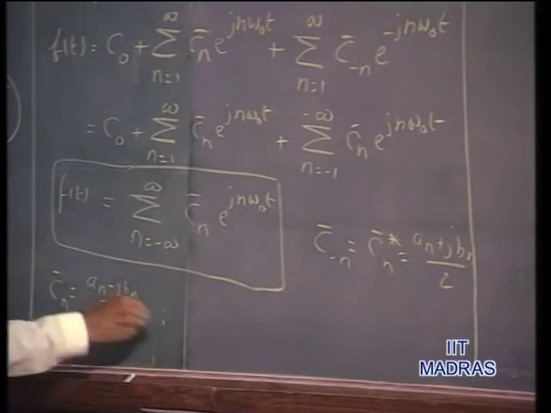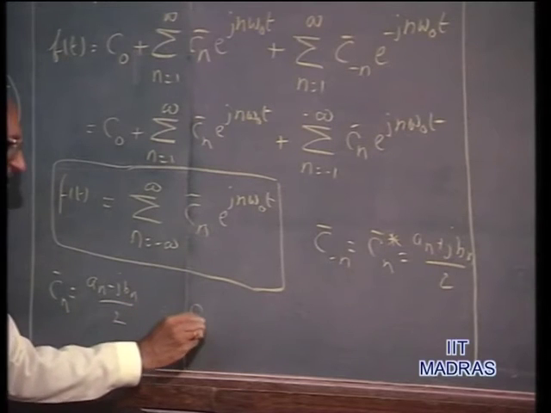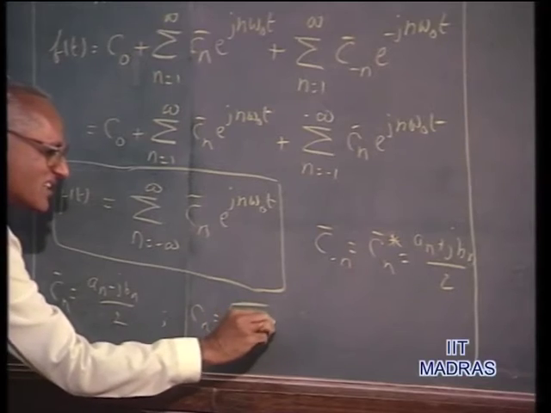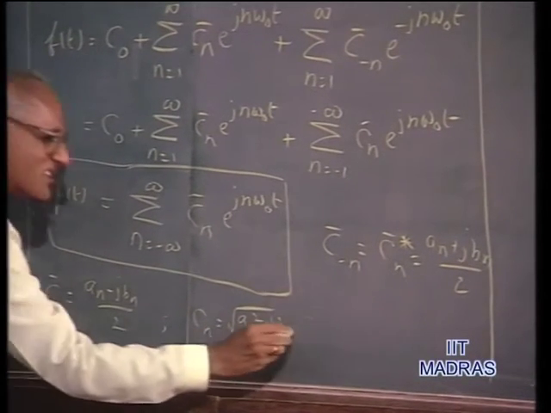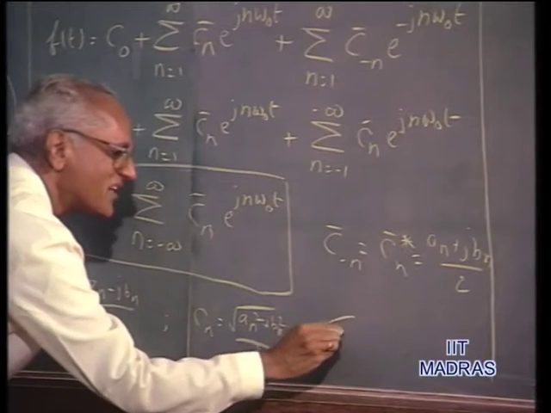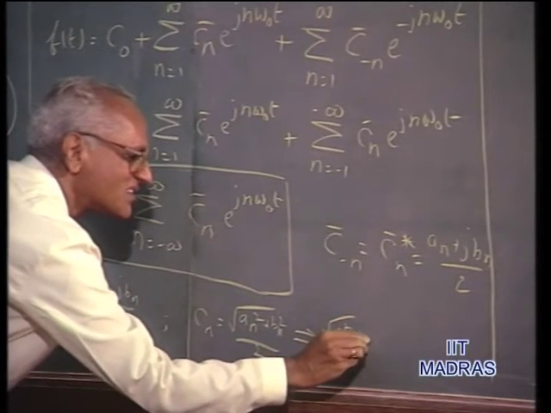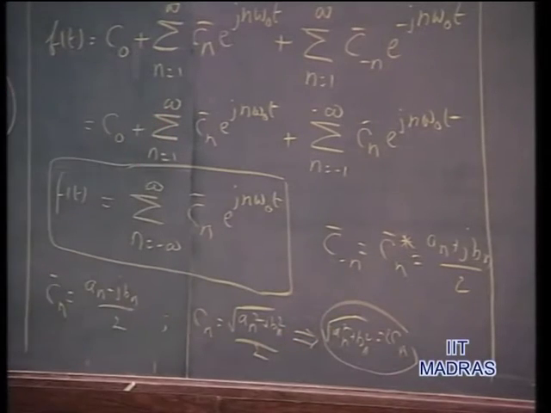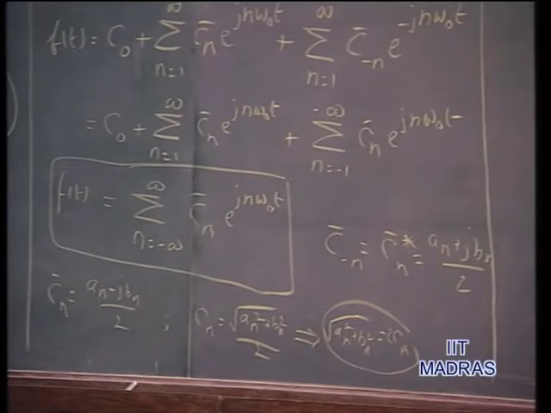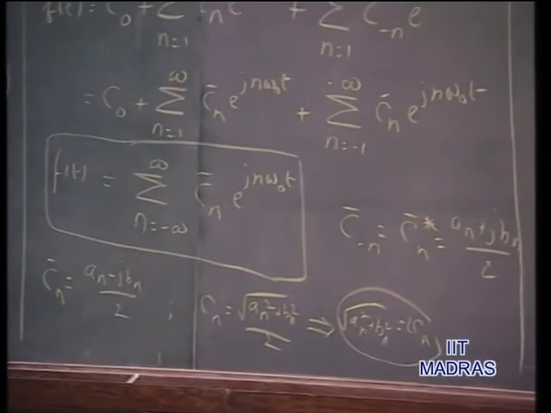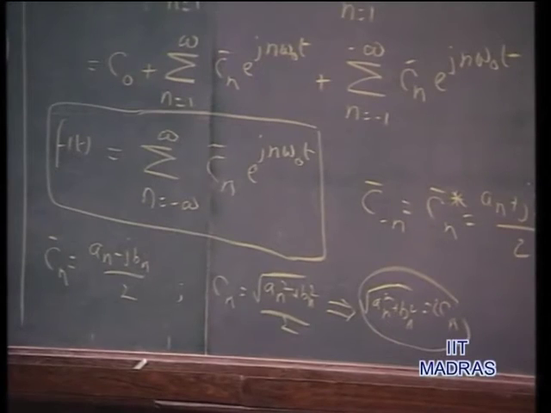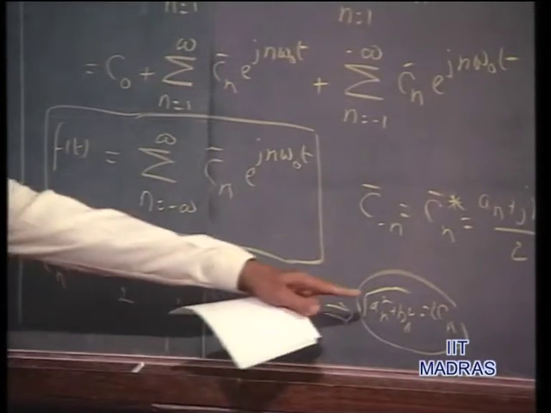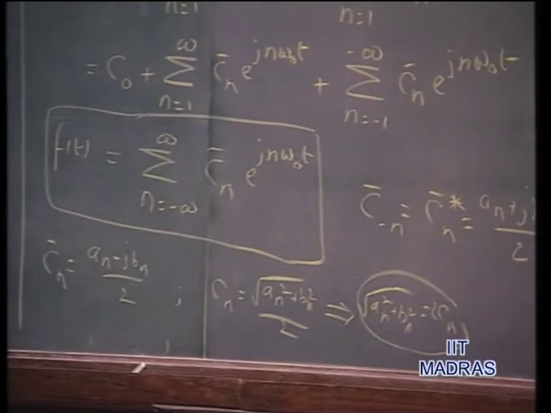And in anticipation of this, suppose I take the magnitude of Cn, it is square root of (An squared plus Bn squared) upon 2, or in other words, square root of An squared plus Bn squared equals 2|Cn|. So in anticipation of this notation only, when we put the Fourier series expansion of a function in trigonometric form, we said the amplitude of the nth harmonic is 2|Cn| rather than |Cn|. It is in anticipation of this formula.